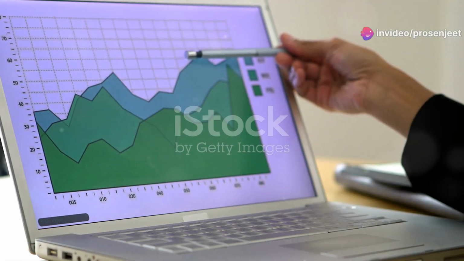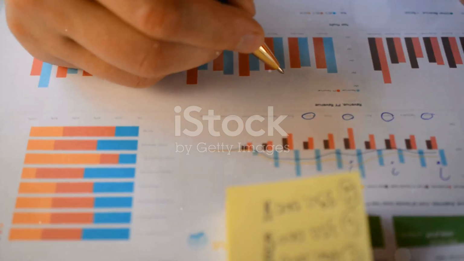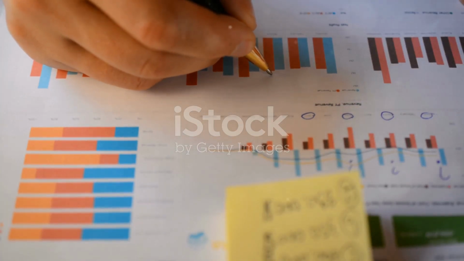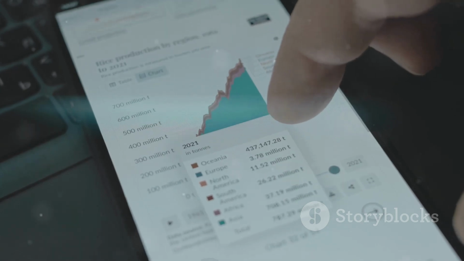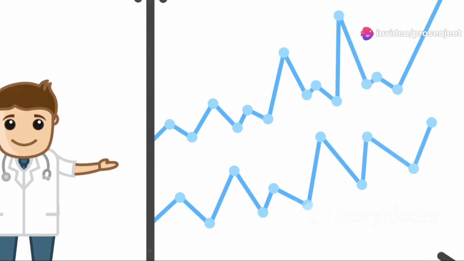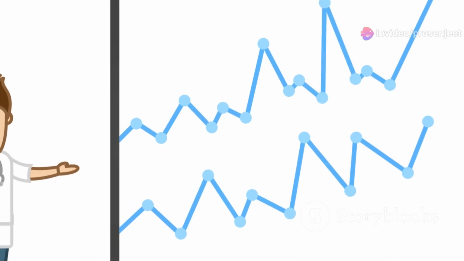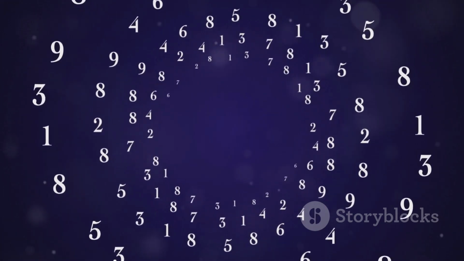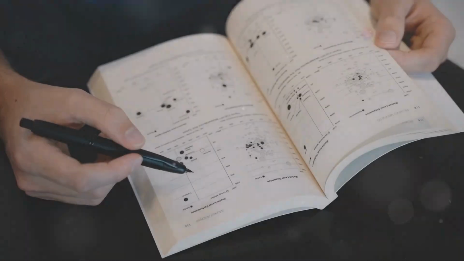Statistics may seem daunting at first, but breaking it down helps. The mean is the average value in a data set. Imagine test scores of 70, 80, and 90. The mean score is 80. Simple, right? The median is the middle value. For scores of 70, 80, and 90, the median is 80. The mode is the most frequent value. Standard deviation shows how spread out values are.